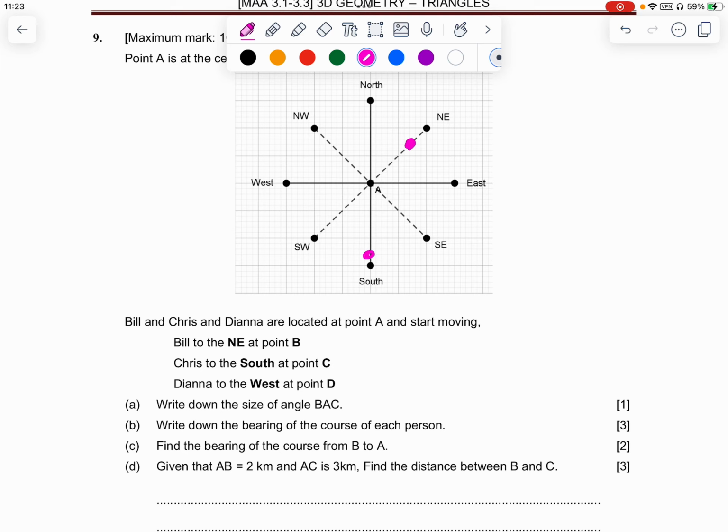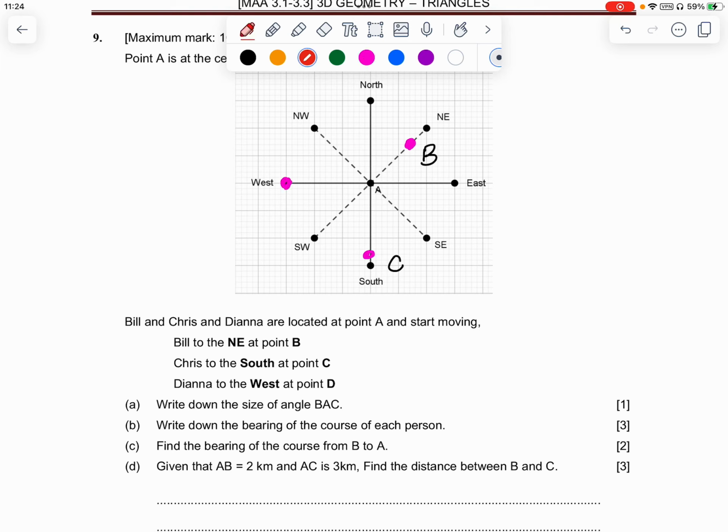So I can take D over here at the west. So write down the angle BAC. So what is BAC first of all? Where is B? This is B. This is C and west of D. So I will change D over here. So D I change it out to over here.